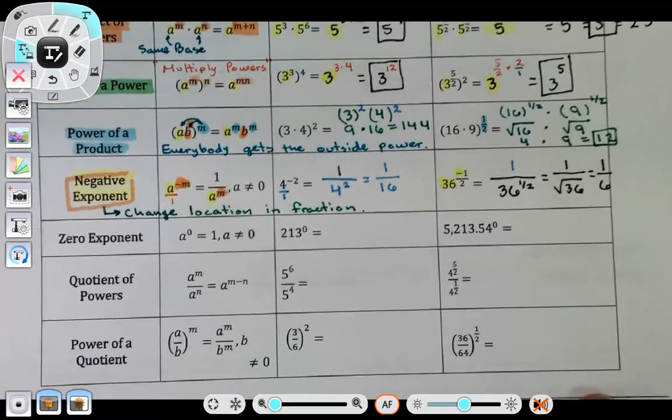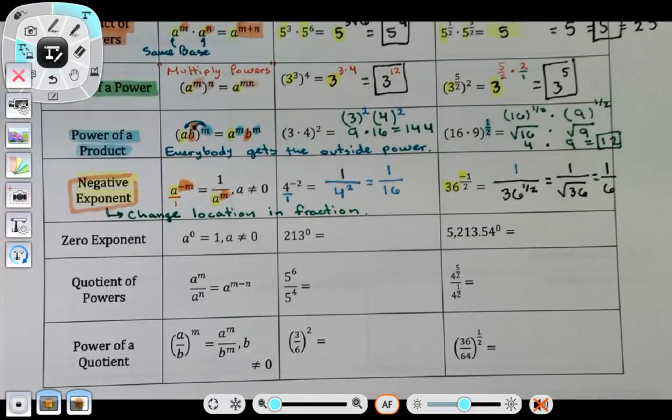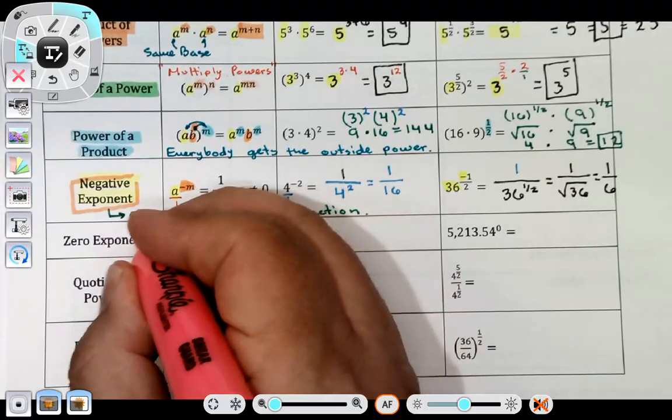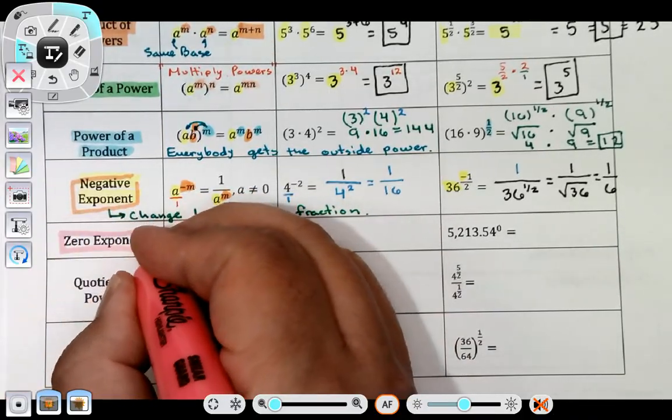Okay, any clarifying questions so far? Remember, it's all in the word wall. Okay? All right, what color have I not used? Okay, zero exponent, everybody. Meaning, what do you do when you have a power of 0?